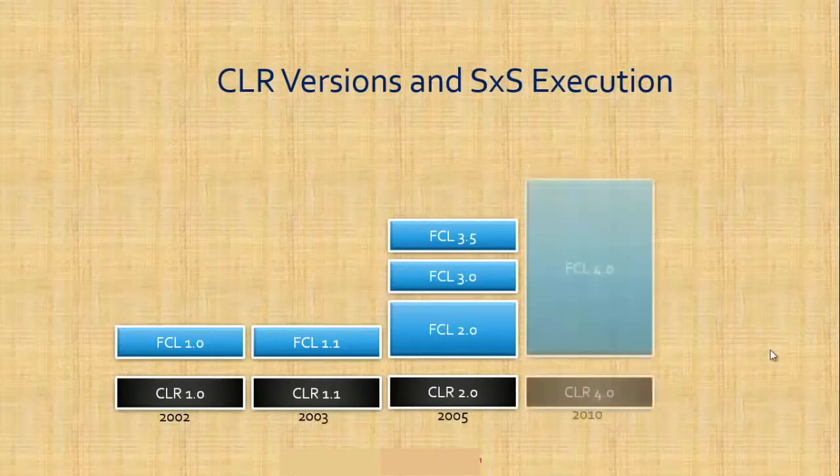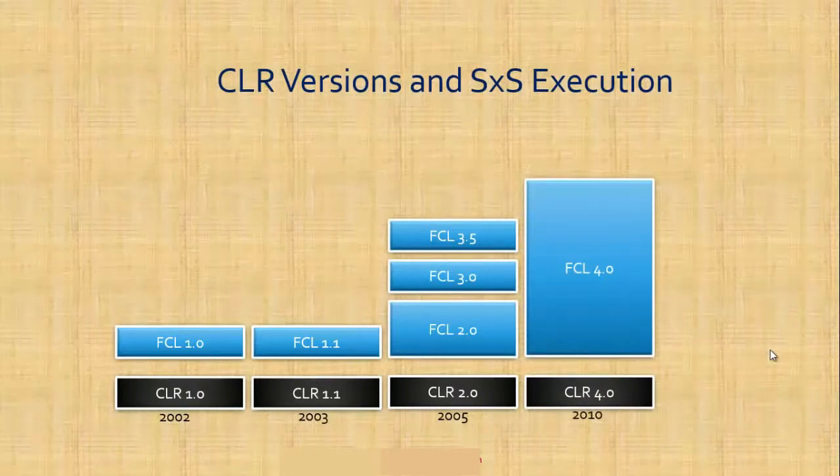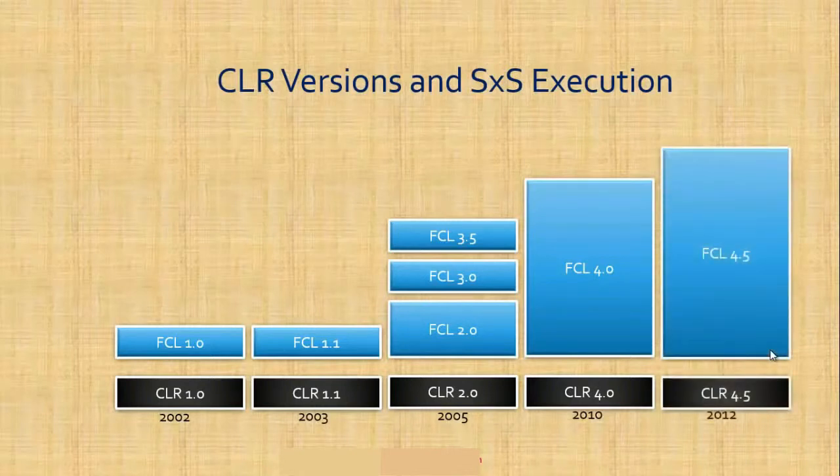Then in 2010 Microsoft released .NET Framework 4.0. This version is standalone and not an extension like 3.0 and 3.5. In this release, the version of both FCL and CLR is 4.0. In 2012, Microsoft released the latest version, that is 4.5. This version is also standalone with version 4.5 of both FCL and CLR.